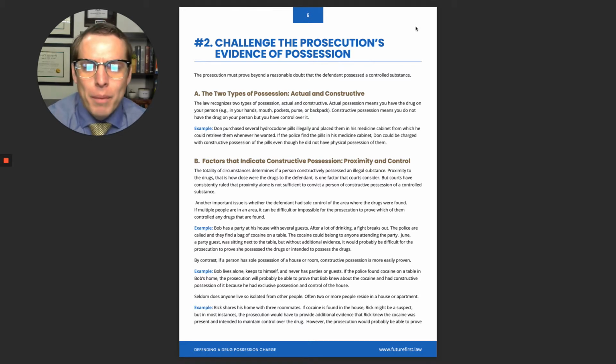Example: Bob has a party at his house with several guests, a lot of drinking, and a fight breaks out. The police are called and they find a bag of cocaine on the table. The cocaine could belong to anyone attending the party.